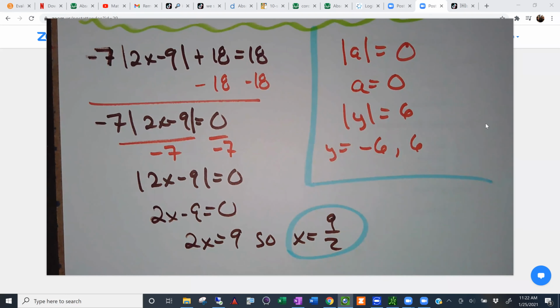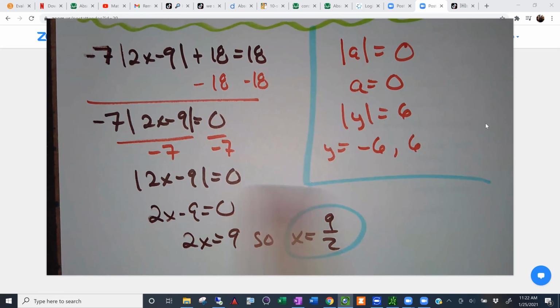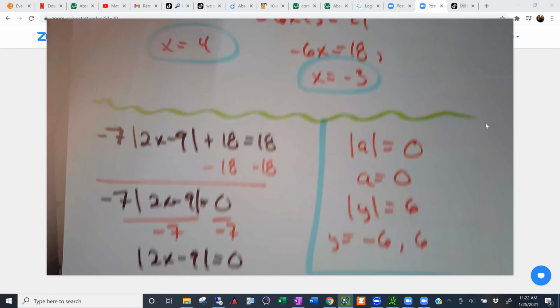How are we looking on that one? Doing okay? Now there's not going to be a lot of problems like this, but I just wanted to make you aware of it because there is at least one like that.